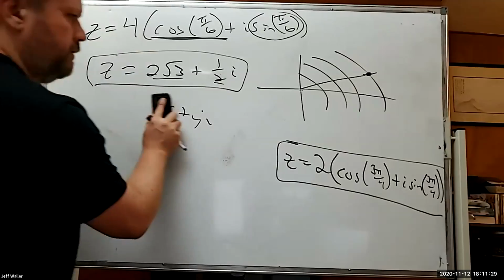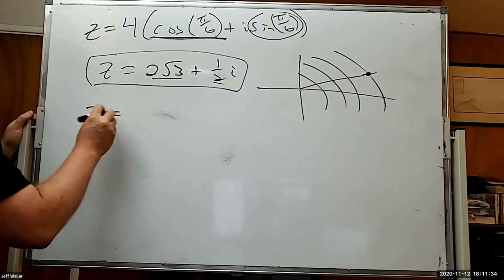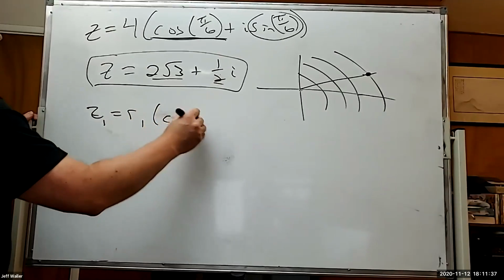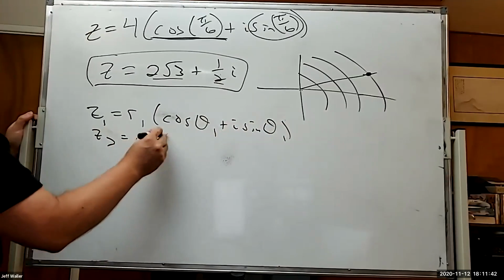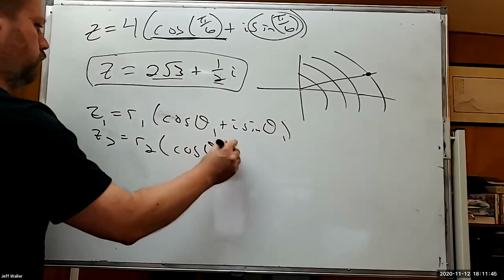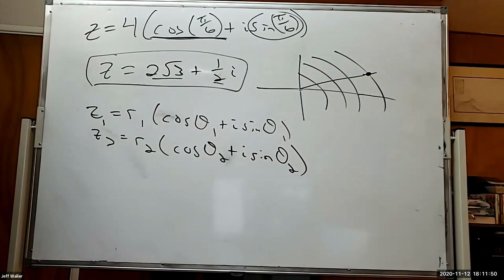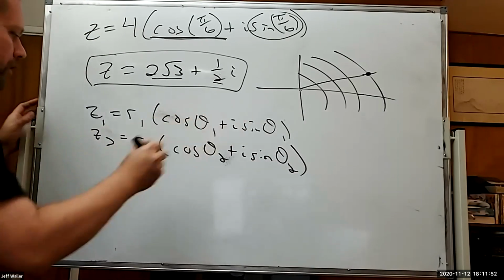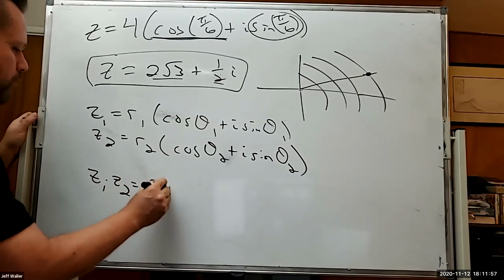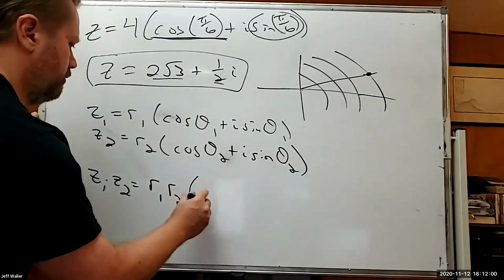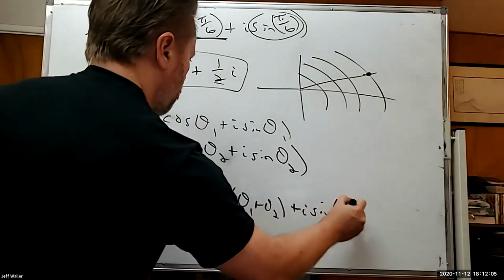All right, so what we did last time is we said, okay, what if I have two of these things? Z1 is R1 cosine theta 1 plus I sine theta 1, and Z2 is R2 cosine theta 2 plus I sine theta 2. Right, and we did all the work about this. What happens if I do Z1 times Z2? I'm not going to redo this work. And we got R1 times R2 cosine theta 1 plus theta 2 plus I sine theta 1 plus theta 2.